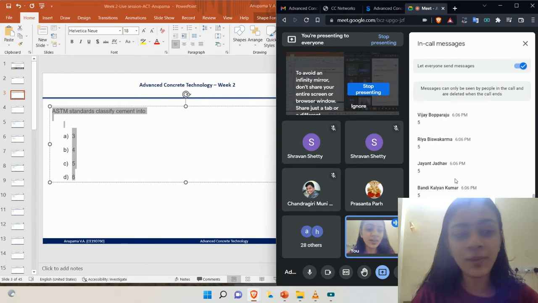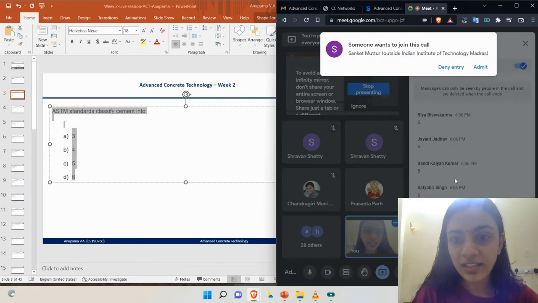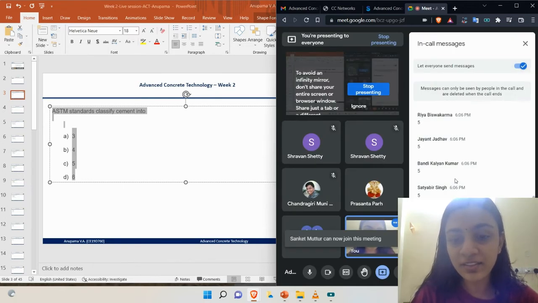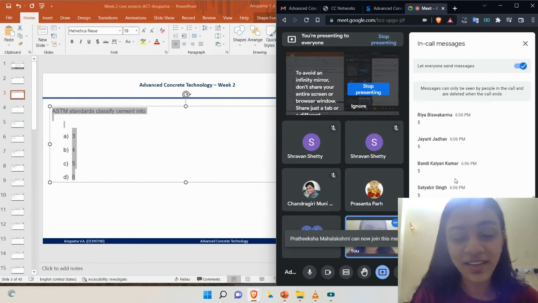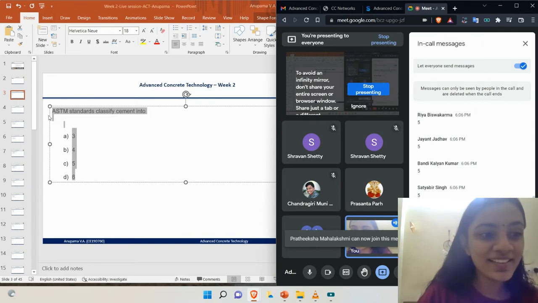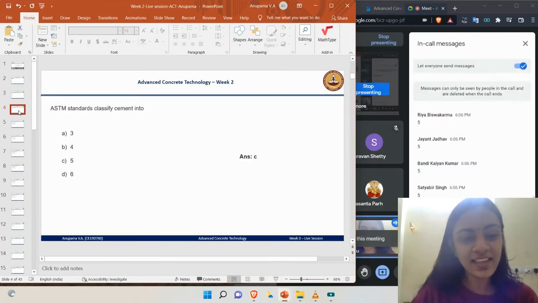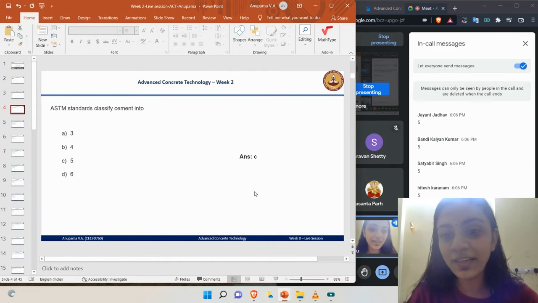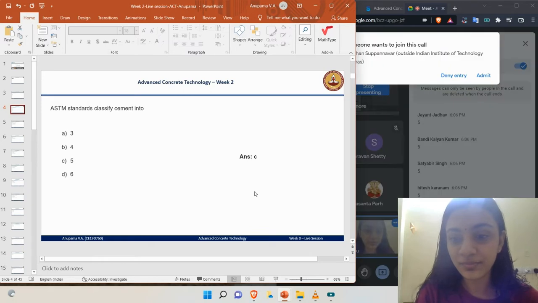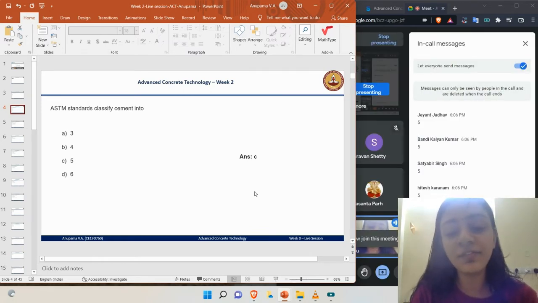Can someone comment what the different types from the ASTM standards are? Can someone please unmute? Do you remember which are the 5 types? Okay, I told the answer. So the answer is C, which is 5. ASTM classifies cement into 5 categories. Can someone unmute and tell me what the 5 categories are, please? It'll be like sharing with other fellow classmates also. Or you can feel free to put it in the chat box.